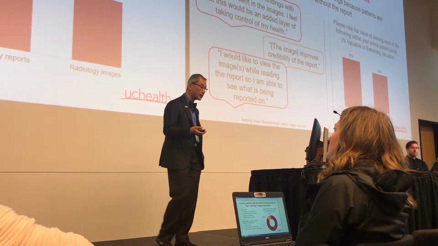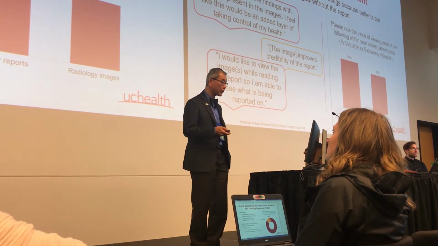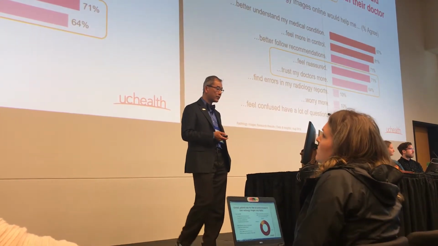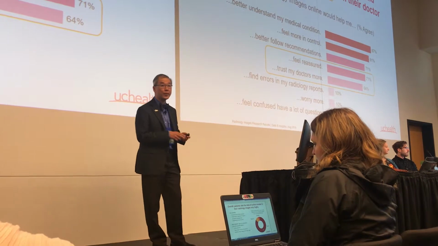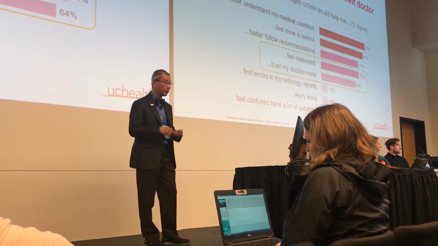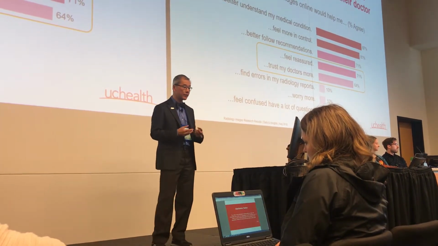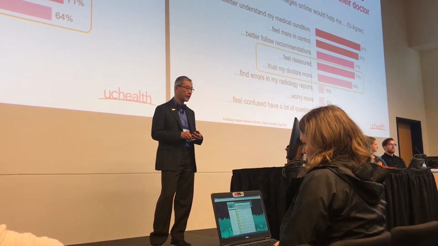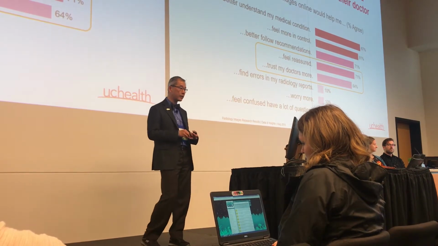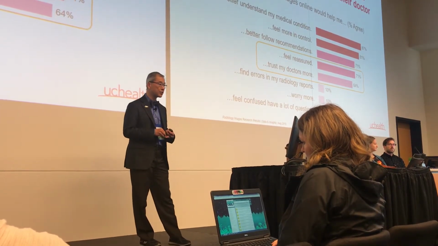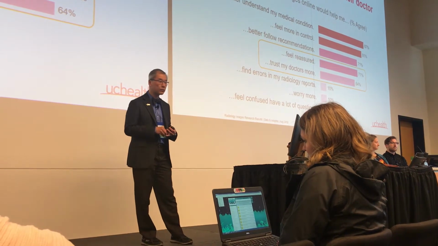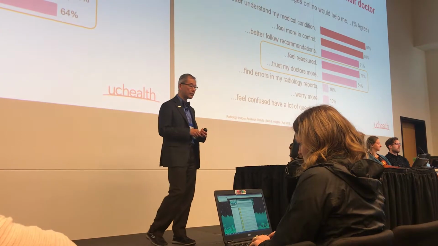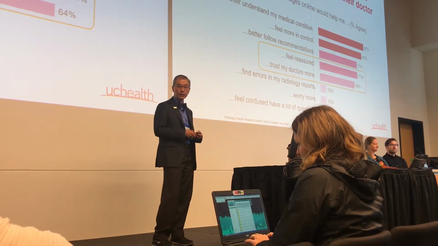So 92% of the community thinks that the report is important, 78% think the images are also important. Transparency with radiology images would improve patients' relationship with their doctor. In the orange circle, you see that 71% feel like they would be reassured, that they would trust their doctors more, 64%. And on top of that, more than 70% feel like they would better understand their medical condition, feel more in control, better follow doctors' recommendations. And it's below 10% where you talk about finding errors in my reports, or worrying more, or feeling confused and having a lot of questions.